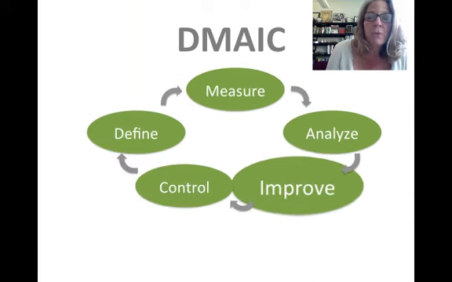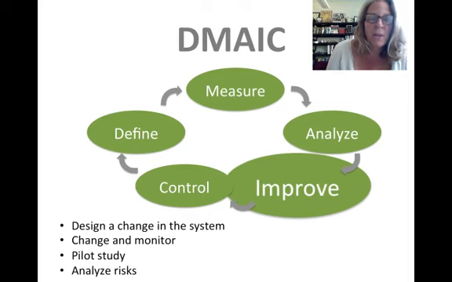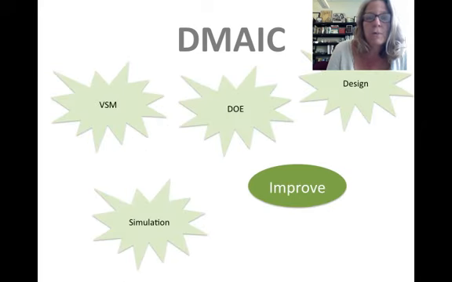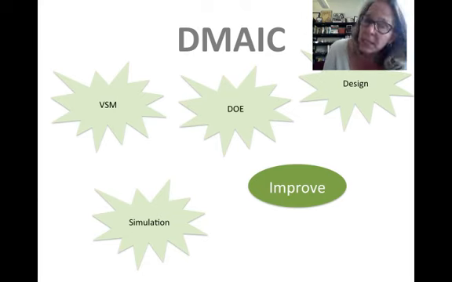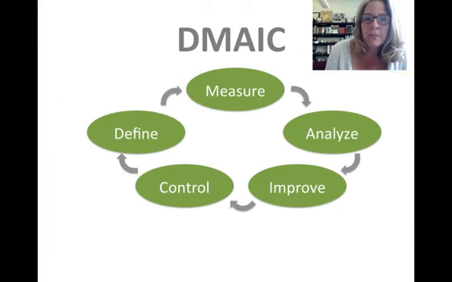The next step is improve, and this is actually where you start looking at, I'm going to design a change in the system. And you might change small things and then monitor. You might do pilot studies. You might do risk analysis associated with it. But this is where we think of what are we going to change in the system after we've defined, measured, and analyzed. Now we can move to improve. And there's actually a bunch of steps in improve, and they all have to do with designing, value stream mapping, design of experiment, any kind of design. Simulation might be a way to test your improvements.